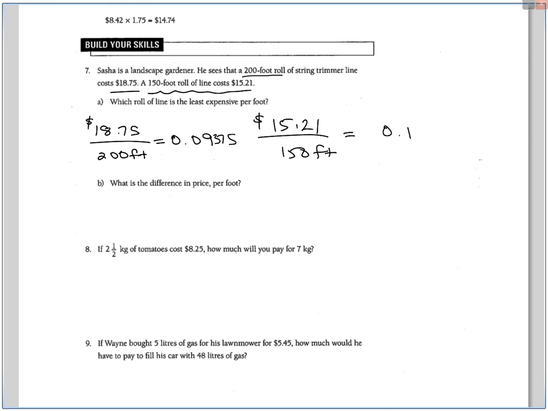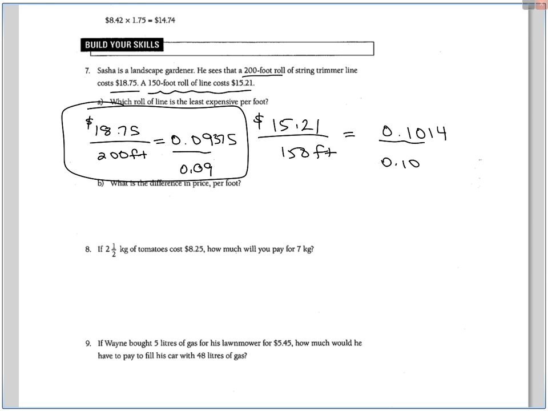And this one is 0. Like this. So after rounding, this would be 9 cents. And this one would be 10 cents. So the first option is cheaper, the 9 cents per foot. And what is the difference in price per foot? Well, just subtract 10 cents from 9 cents, you get 1 cent. So that would be the difference. Remember, difference is subtraction.